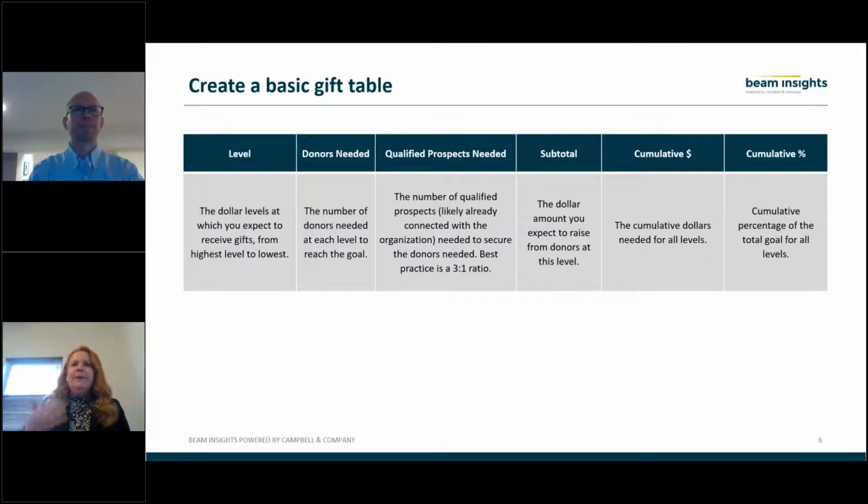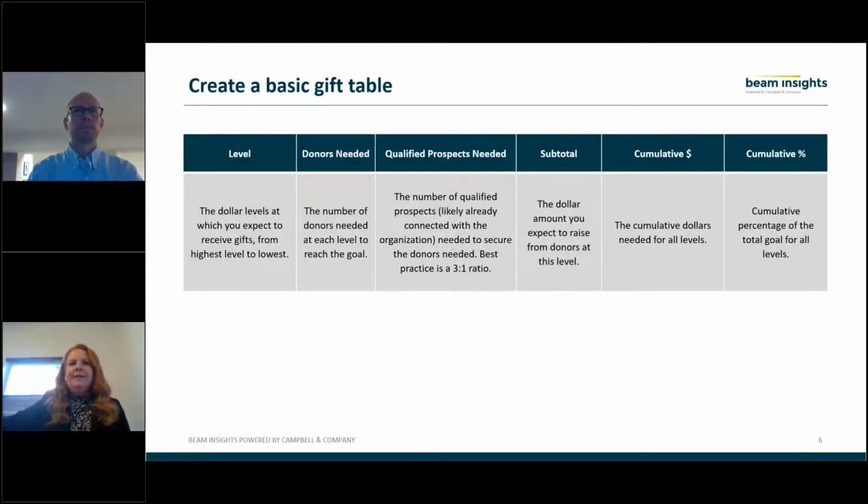So this will become clearer as we work through some of the definitions or kind of show you what a sample gift table can look like. So if you think about a basic gift table, the first column here, working our way from left to right, is the gift level, so the dollars needed at each level of the gift table.